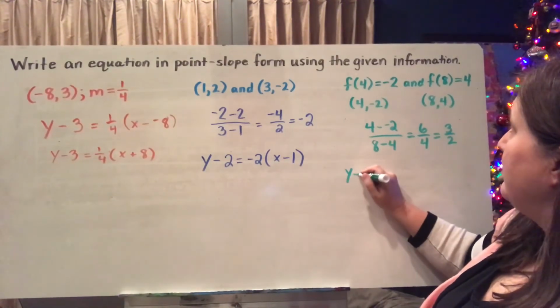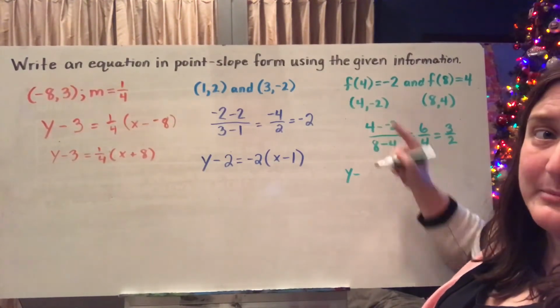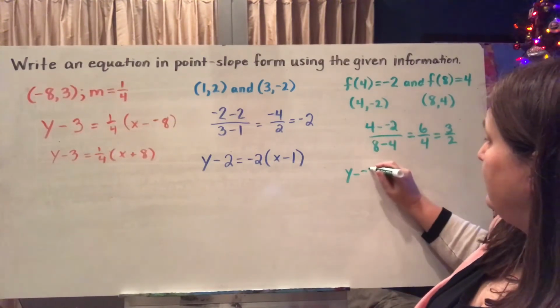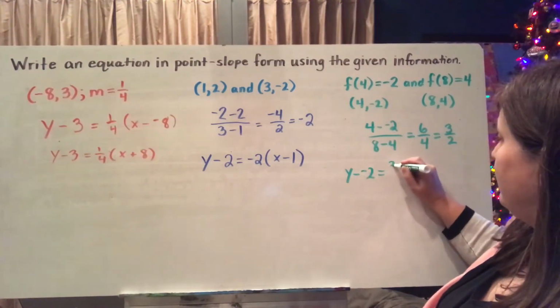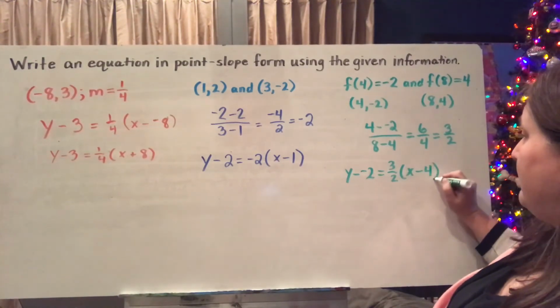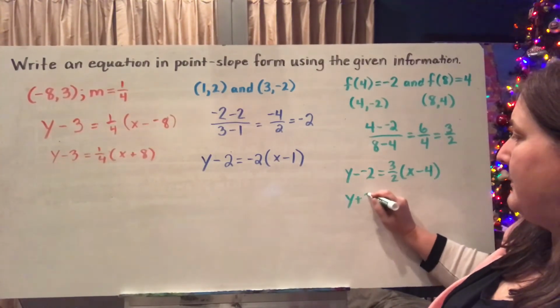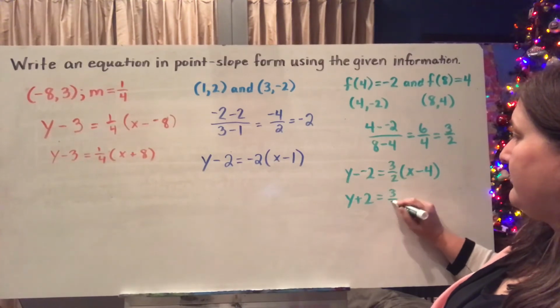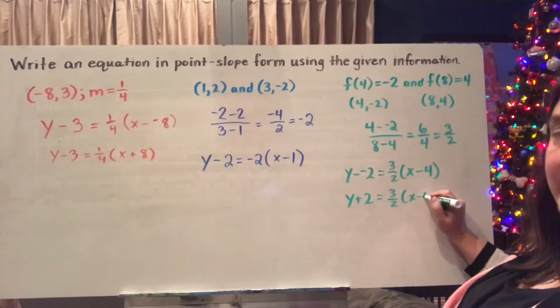So y minus, I'm going to use this one this time as my point, -2 equals 3/2 times x minus 4. And I'm going to do a little simplifying here and make it y plus 2 equals 3/2 times x minus 4.